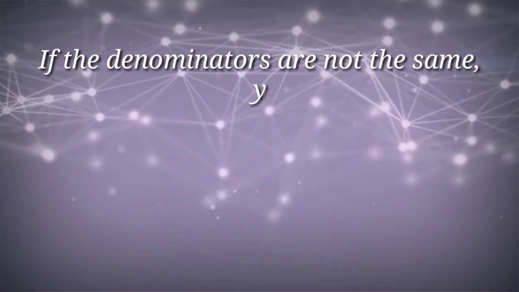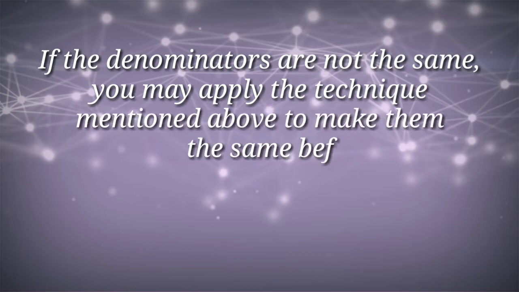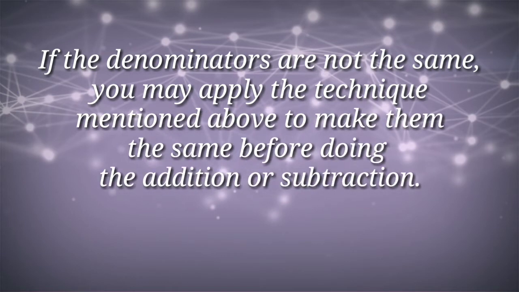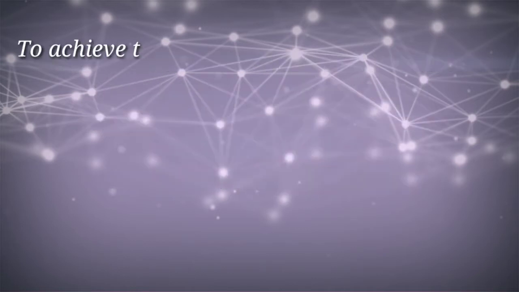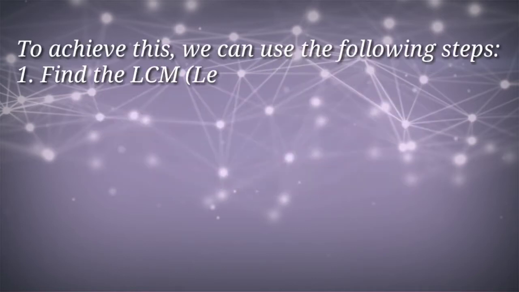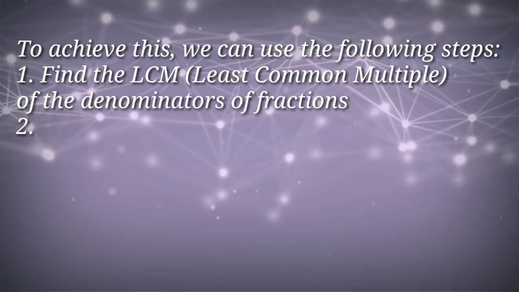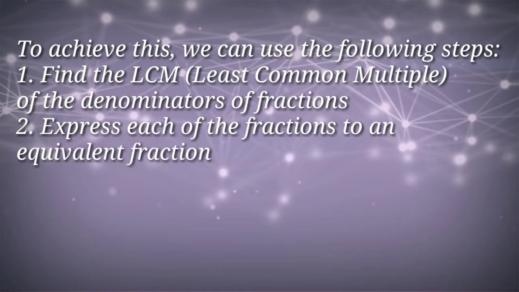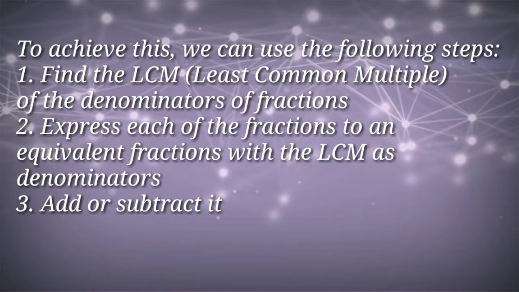What do you do if you have fractions with different denominators? If the denominators are not the same, you may apply the technique mentioned above, but first make them the same before doing the addition or subtraction. To achieve this, we can use the following steps. First, find the LCM, least common multiple, of the denominators of the fractions. Then, express each of the fractions as an equivalent fraction with the LCM as the denominator. Plus, add or subtract them.